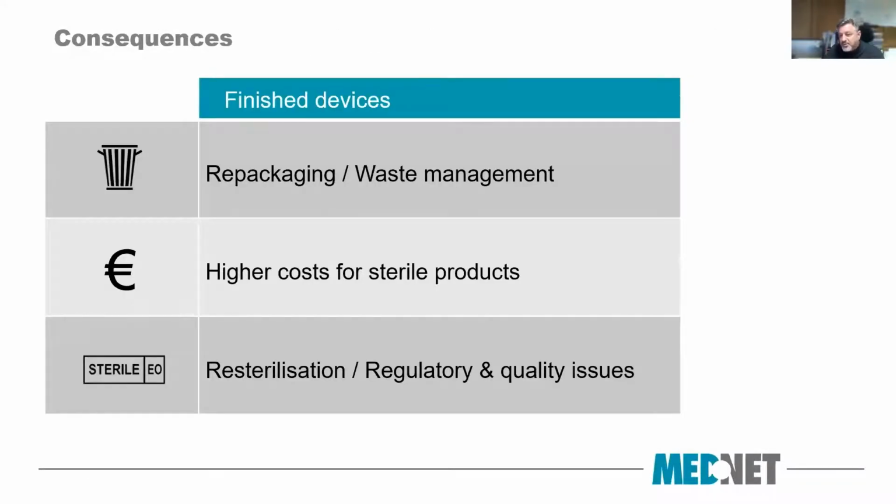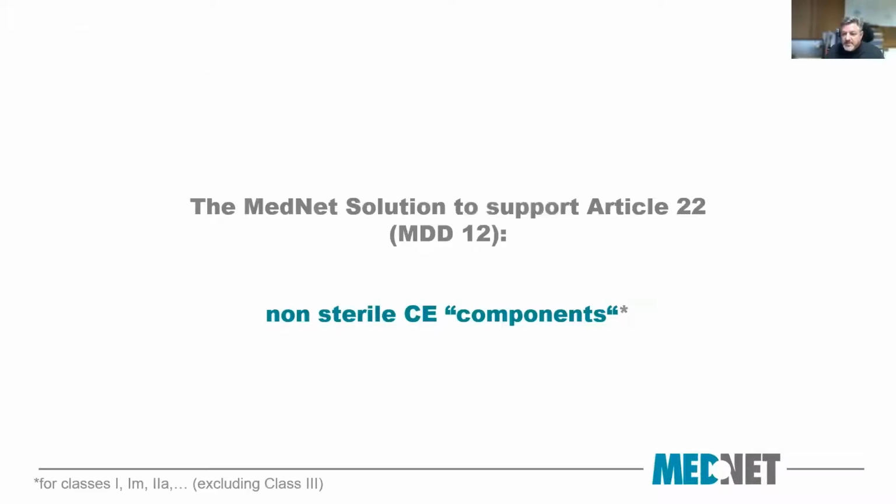So in the normal course of events, the new requirements of Article 12 potentially bring together greater repackaging and waste management costs. The requirement for a CE leads in many cases to the requirement to purchase a sterile component at a higher cost, and potentially there are increased re-sterilization and regulatory difficulties.